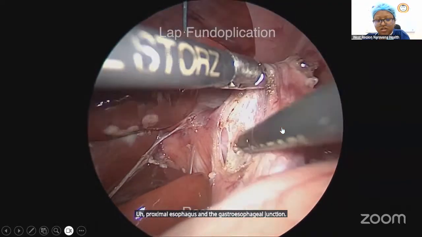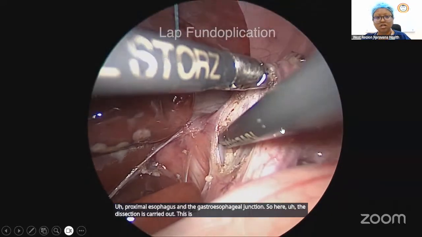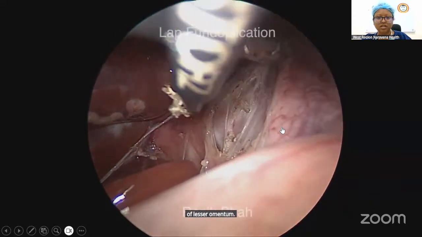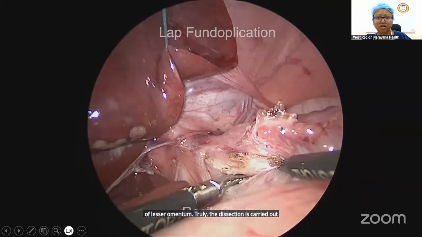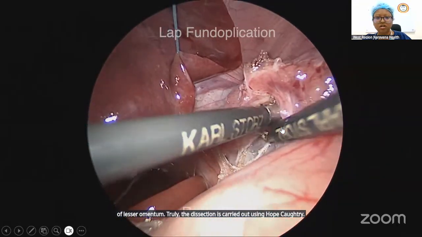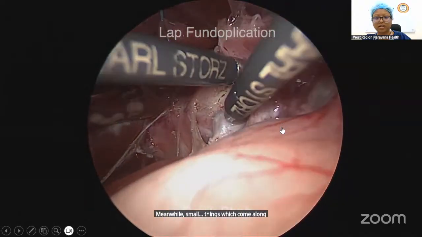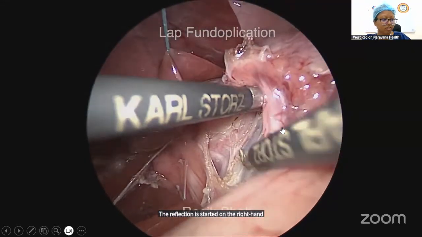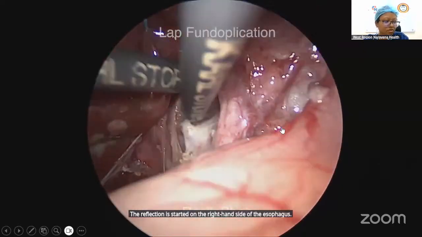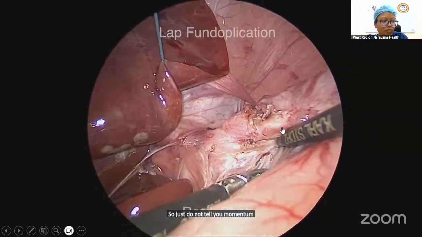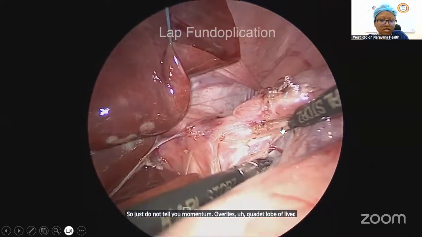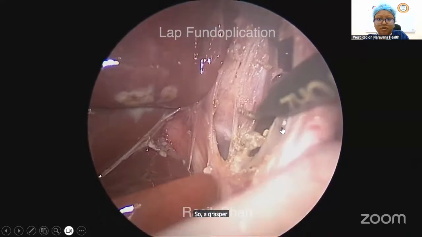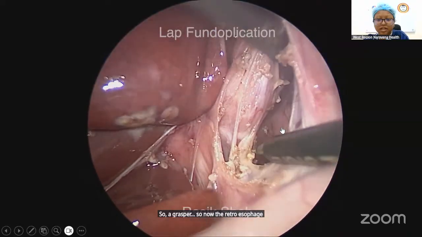So here the dissection is carried out. This is the pars flaccida of the lesser omentum. Slowly the dissection is carried out using hook cautery. Meanwhile, small vessels which come along can be cauterized. The dissection is started on the right-hand side of the esophagus. So this pars flaccida of lesser omentum overlies the caudate lobe of liver. So a grasper.